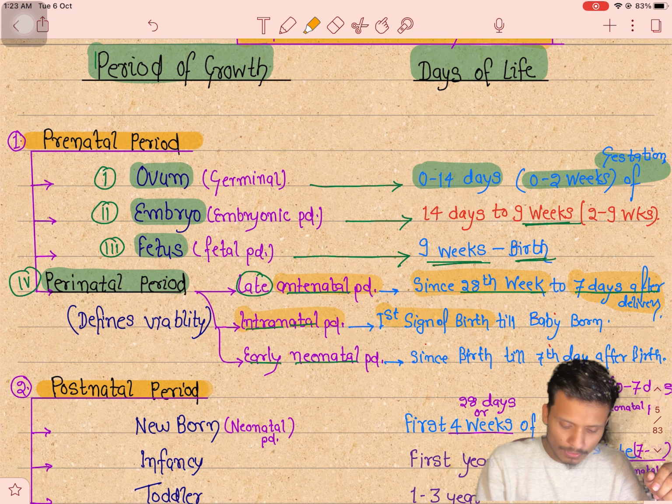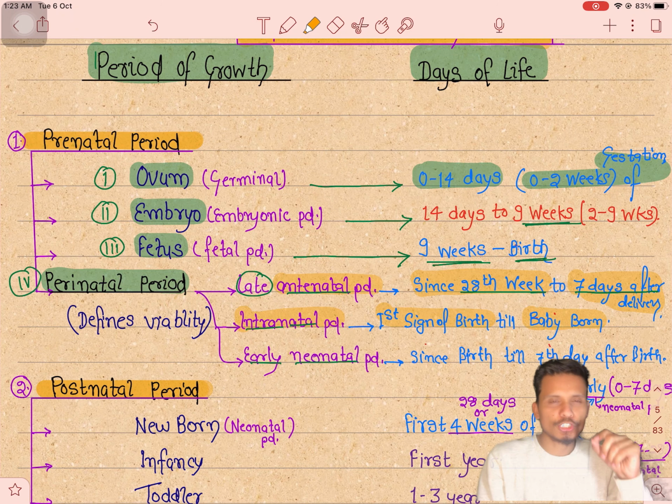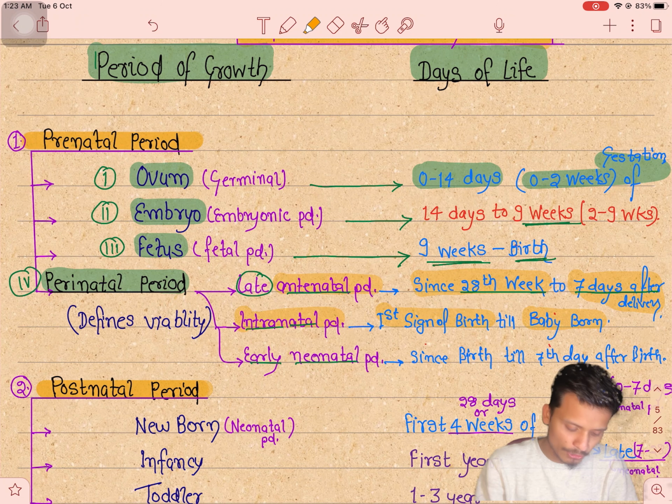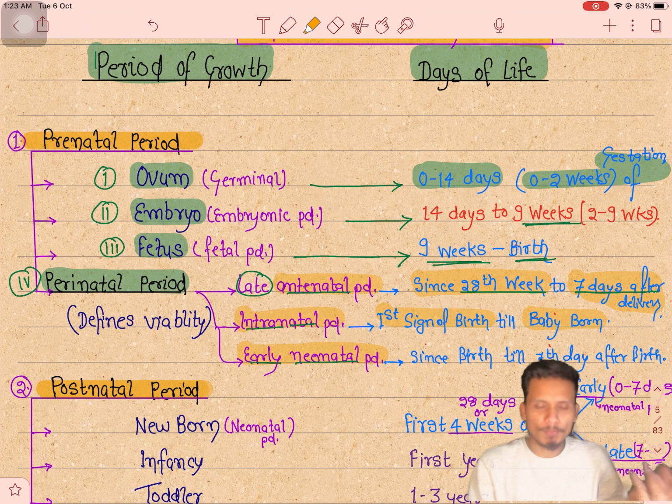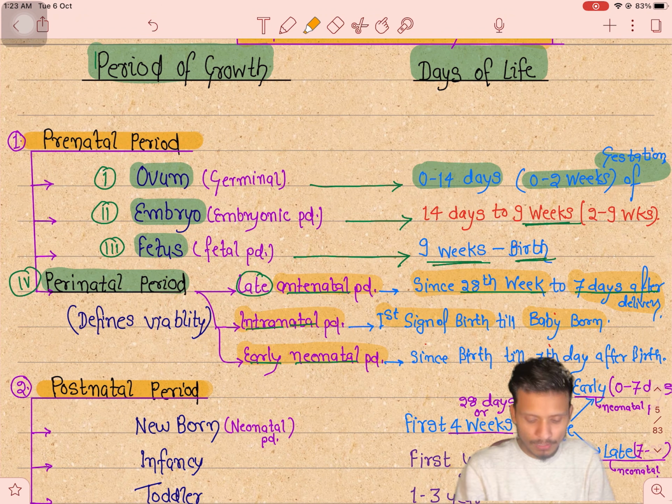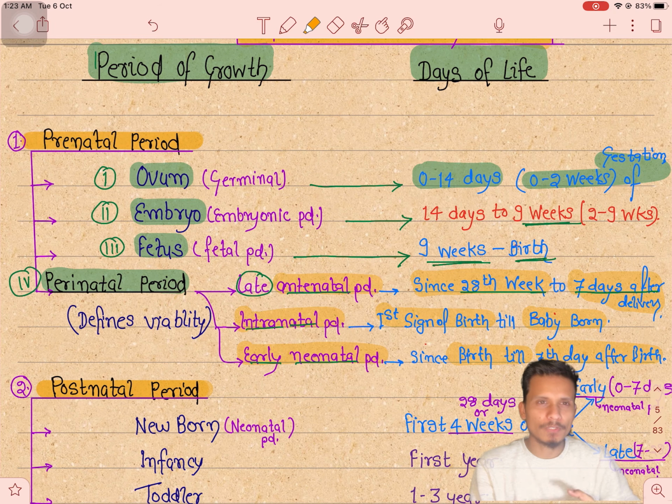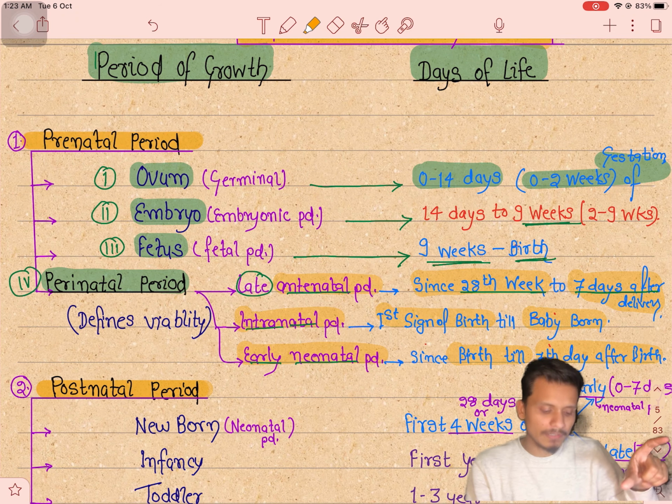It is the first sign after the birth of the baby, included inside the perinatal period. Next one is the early neonatal period. It is also called the newborn period. What is happening after the birth till the 7th day of the birth? Today is the baby's birth, and all these 7 days are included inside the early neonatal period. So these are the periods included inside the perinatal period.